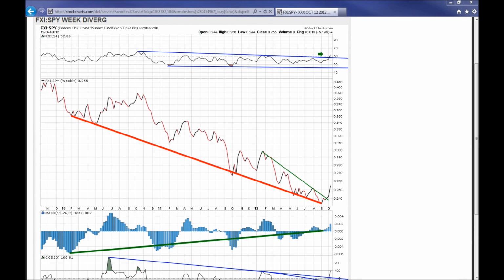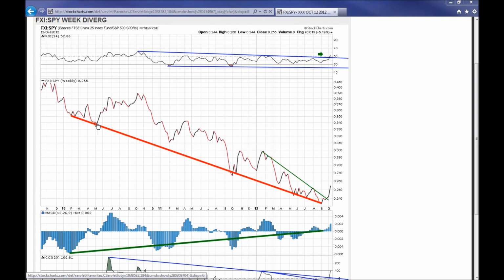If some of the support levels that we've shown previously in this video give way for risk on and the stock market is weak relative to bonds, it's possible that emerging markets and/or China may be a relatively safe place to hide in terms of risk on. We're looking at FXI, or China, divided by SPY, the S&P 500. This is a weekly chart going back all the way until 2009.